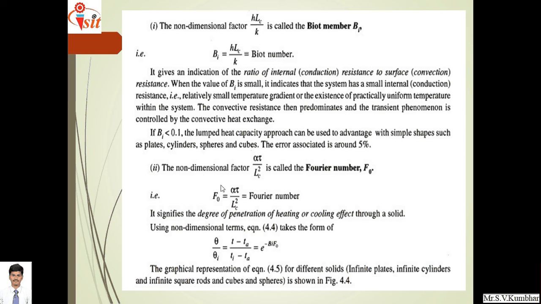Now we have defined the Biot number and Fourier number. If you remember the general heat equation for the lumped system, we have already derived this equation: (T minus Ta) upon (Ti minus Ta) equals e raised to minus hAs/(rho V c) tau. It is replaced as e raised to minus Bi into Fo.